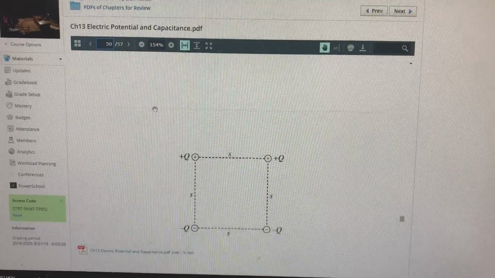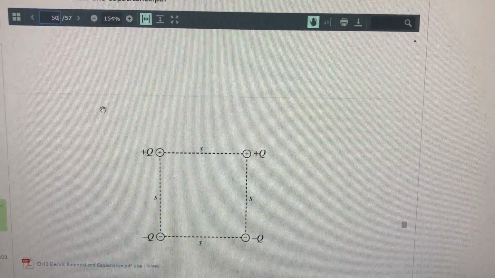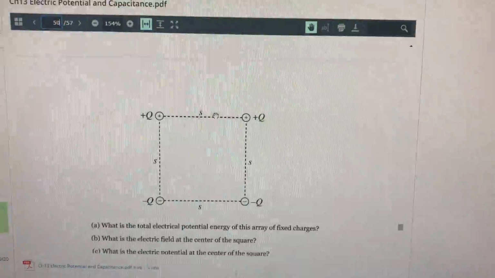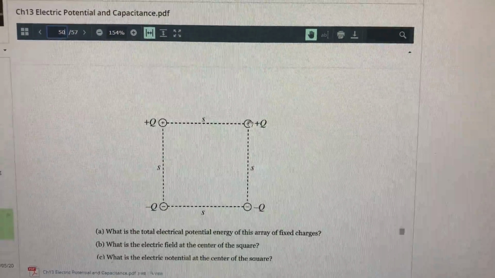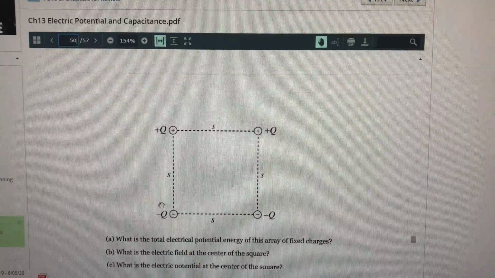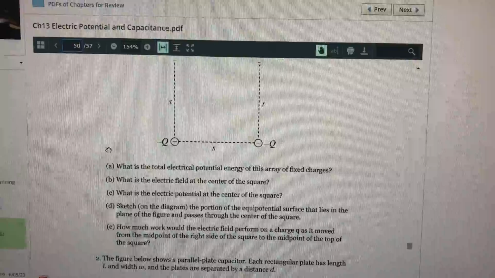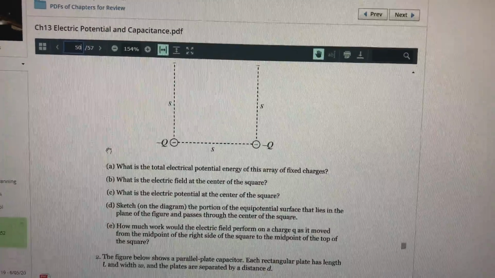All right, so the first question says that there's a figure shown with 4 charges at the corner of a square. The square has side length s. So we've got 2 positive charges on the top, 2 negative charges on the bottom. All the sides of the square are s. There are 5 questions. What is the total electric potential energy of the array of fixed charges?